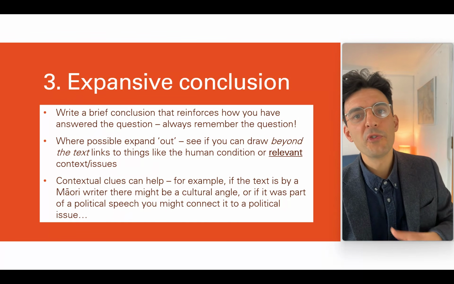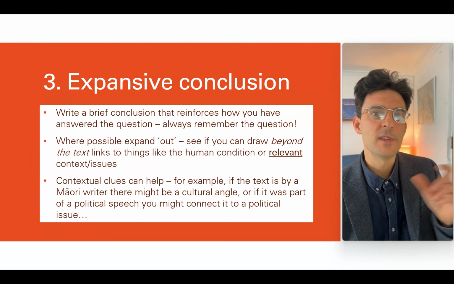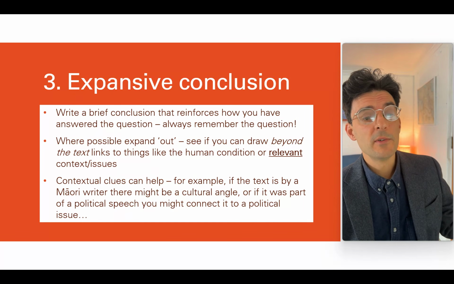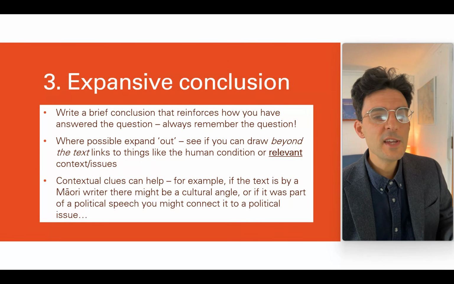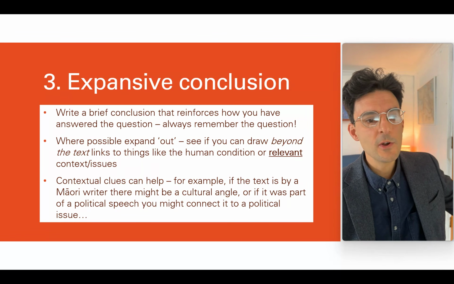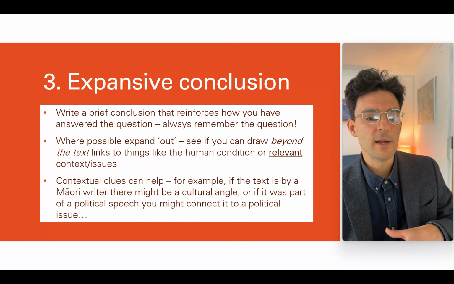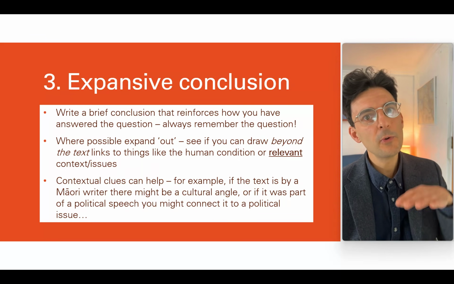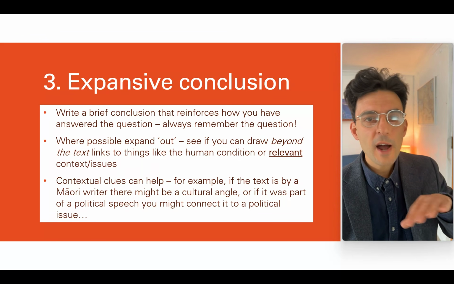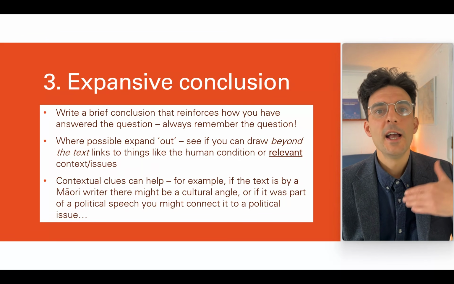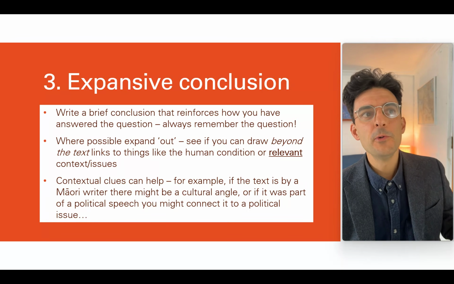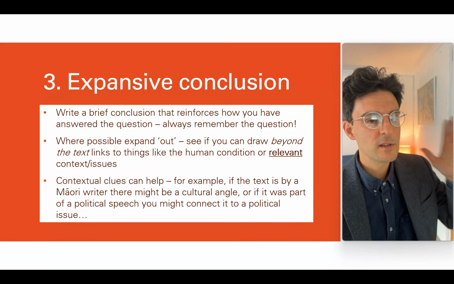Or you could go towards some kind of key context or social issues that you've made some kind of connection to. This is where those contextual clues can be really, really important. For example, if the text is by a Māori writer, like I discussed earlier, then there might be a cultural angle here. Or if it was part of a political speech, which I also mentioned, again, there might be a political angle that you can work in here. So try to use the context to your advantage. It's going to help you expand out in the conclusion and hopefully rack up maybe a few extra marks that might push you into those merit or even those excellence grade boundaries.